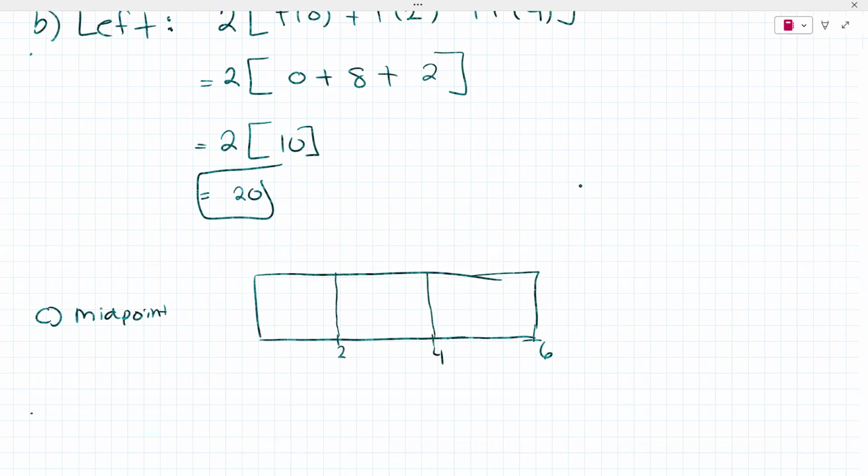Okay, so the midpoint is, so here's 0. We're going halfway point. So the midpoint from 0 to 2 is 1. The midpoint from 2 to 4 is 3. The midpoint from 4 to 6 is 5.